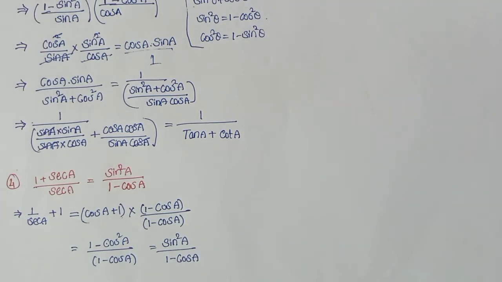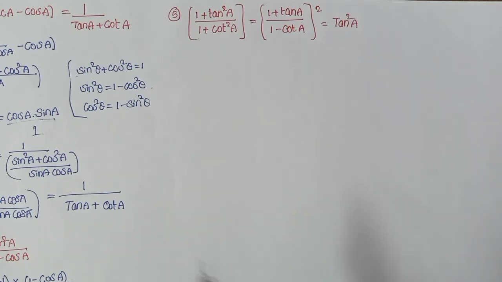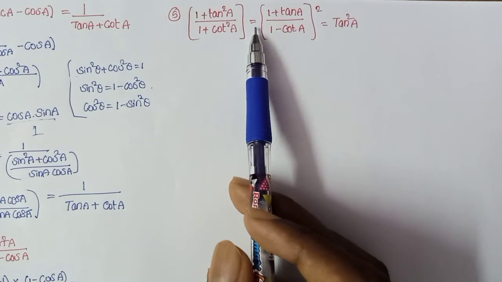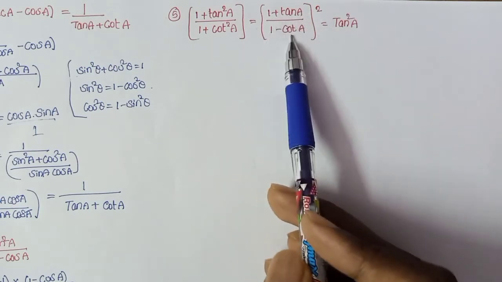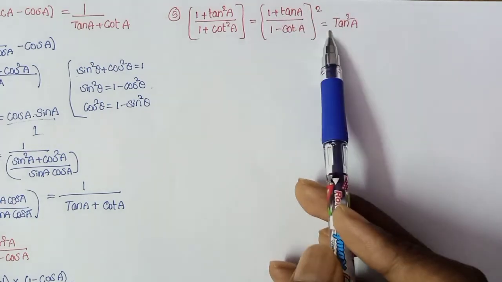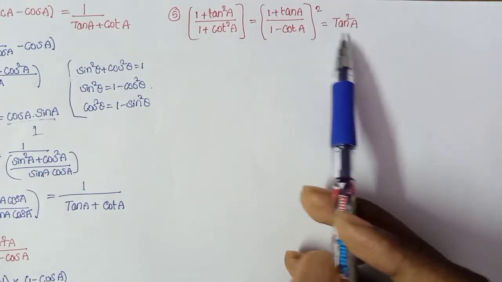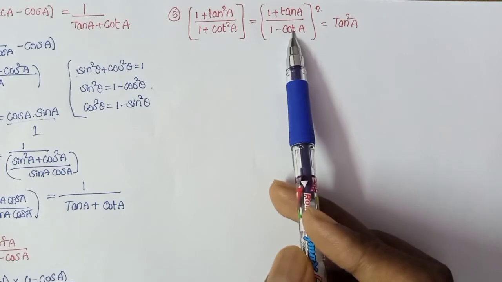We'll do the next problem. The next question is, show that 1 plus tan square A by 1 plus cot square A is equal to 1 plus tan A by 1 minus cot A whole square, is equal to tan square A. So this we need to show. That means this is equal to this, is equal to this.